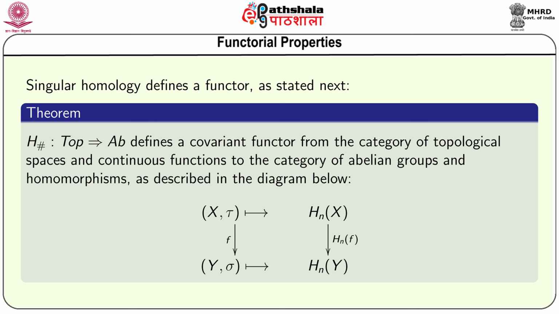For the morphism f from X tau to Y sigma, the functor assigns that morphism to the morphism Hnf between Hnx and Hny. Since the functorial properties hold, we can easily see that it is defining a covariant functor. In the next module, we shall see that these functorial properties can be used to draw several powerful conclusions. With this note, we end chapter 9, module 2.